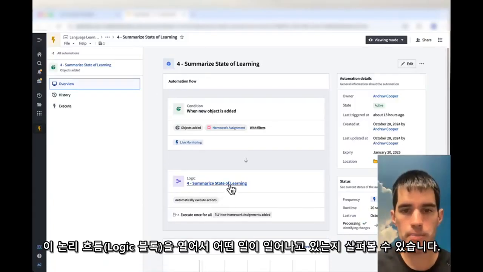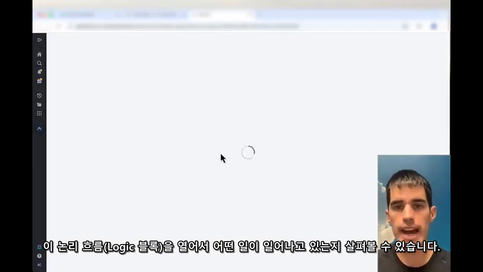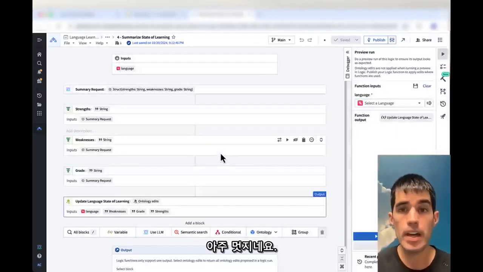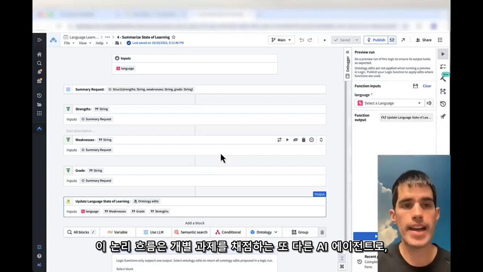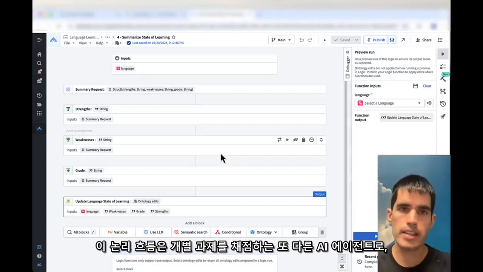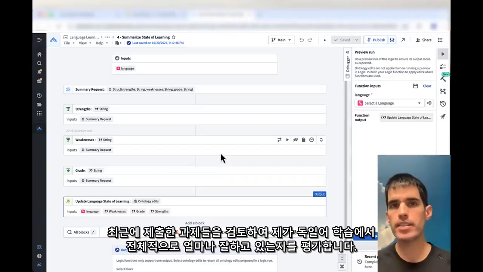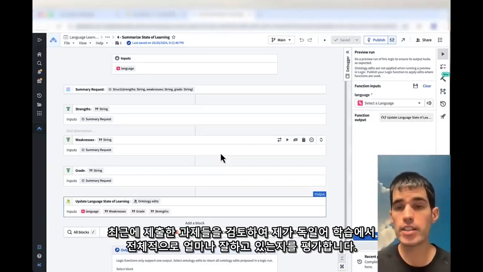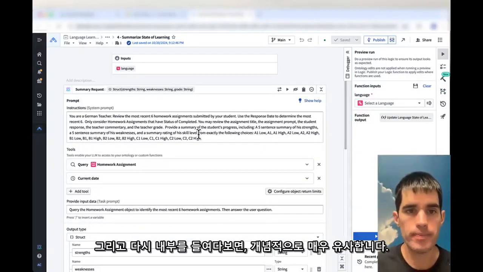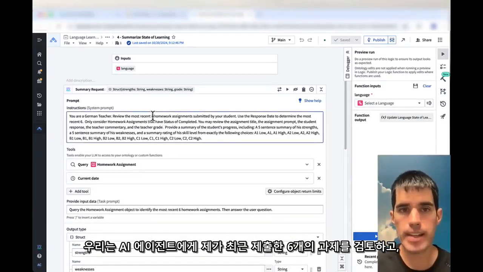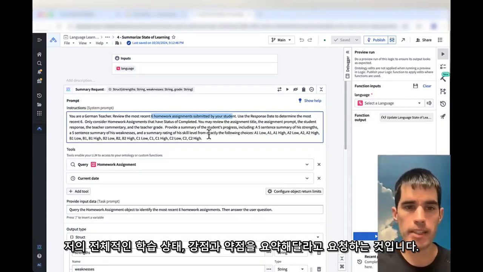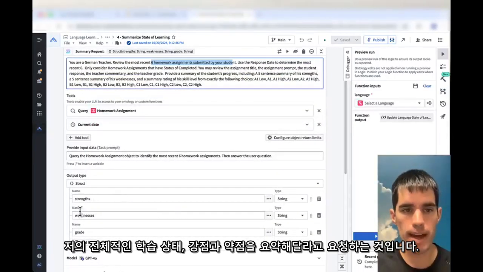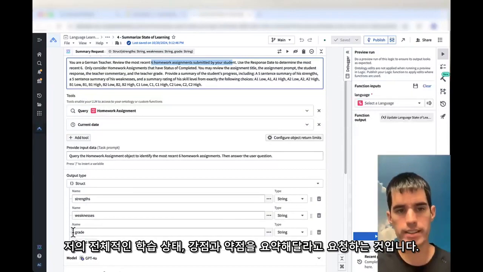And we can pop this open as well, just to get a sense of what's happening. Very cool. So this logic flow is another AI agent. And instead of grading an individual assignment, it's looking at my recent past of assignments I've submitted to determine how well I am doing at learning German overall. And if I pop the hood, again, it's conceptually very similar. We're asking an AI agent to look at my 6 most recent homework assignments and summarize my overall state of learning, my strengths and my weaknesses. And you can see this is what I'm asking for in my response: strengths, weaknesses, and grade.